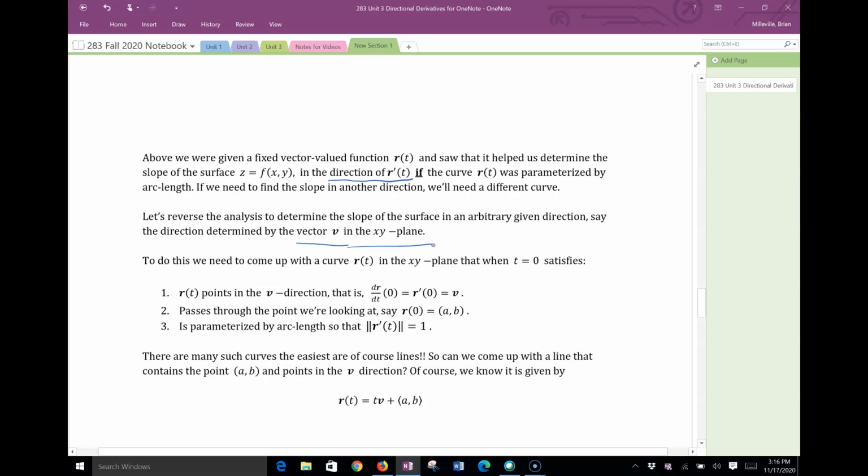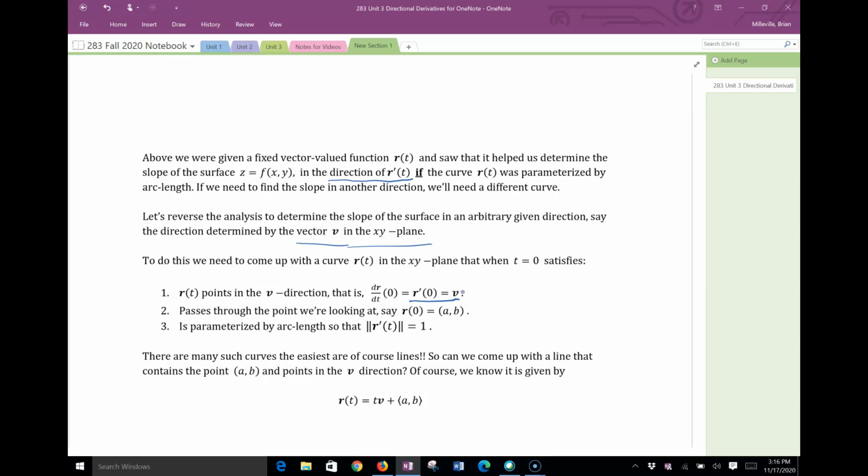To do this, we need to come up with a curve in the xy plane that satisfies the following 3 conditions. First off, it has to point in the direction we want to point in. It has to point in the v direction. We need, therefore, its derivative at the point we're focusing on, and we're going to focus on the parameter value t equals 0, which is just going to be the point corresponding to where we are on the graph. So it's got to point in the v direction, so the curve has to have its first derivative equal v when t is equal to 0.